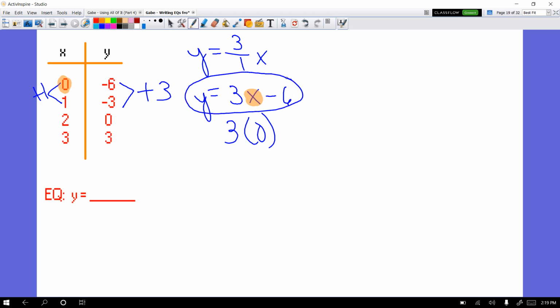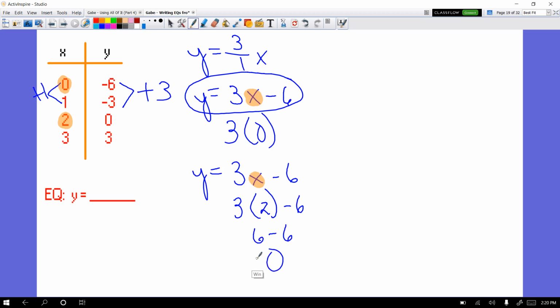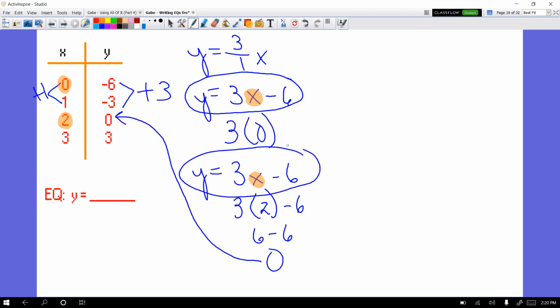This is my testing equation. I'm going to use my testing equation to insert another x value. I'm going to use the x value of 2 and put it in for x. 3 times 2 minus 6. 3 times 2 is 6, minus 6 is 0. So that's exactly what that says. This is my equation for sure. 3x minus 6.